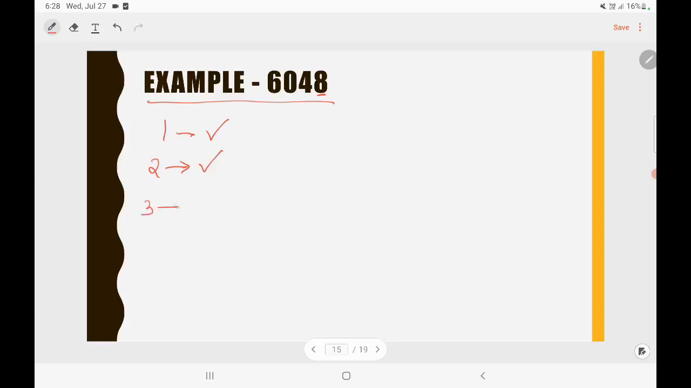Is 6048 divisible by 3? We need to add the digits, right? So 6 plus 0 plus 4 plus 8 is equal to 6 plus 0 is 6, then 6 plus 4 is 10, 10 plus 8 is 18. So 18 is divisible by 3. Therefore 6048 is also divisible by 3.